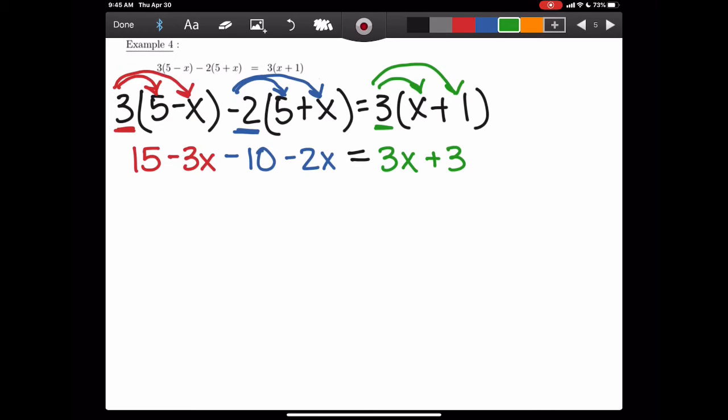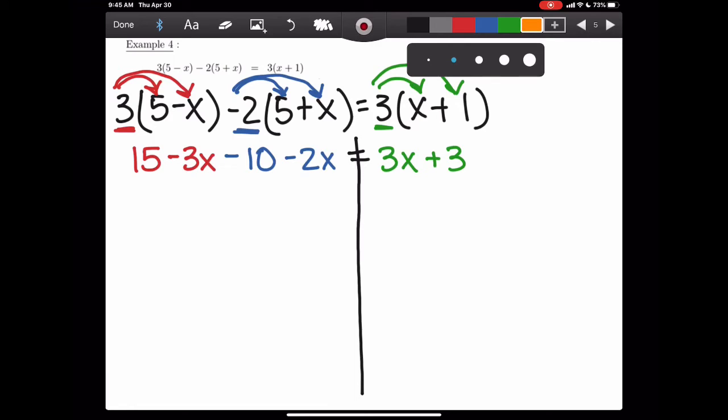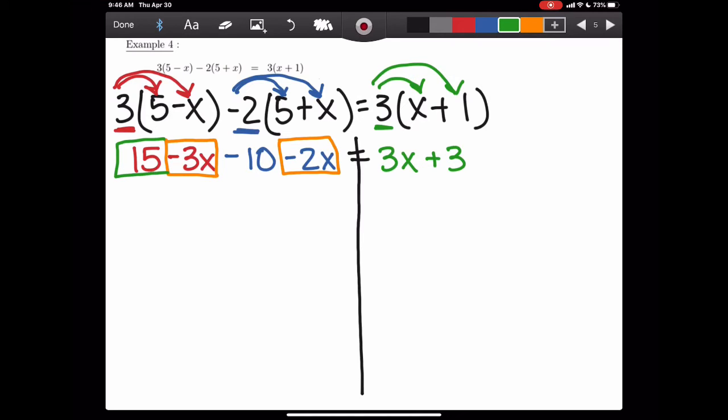Now you want to combine your like terms. When I say like terms, let's look at each side of the equal sign separately. On this side of the equal sign, we have negative 3x and negative 2x. And then we have 15 and negative 10. Those are the things that you can put together. So you can put 15 minus 10 together. 15 minus 10 will give you 5. So I can go ahead and write 5 here, because 15 minus 10 is 5.